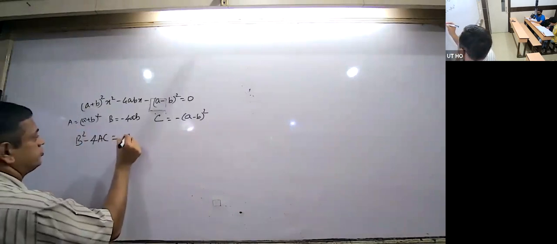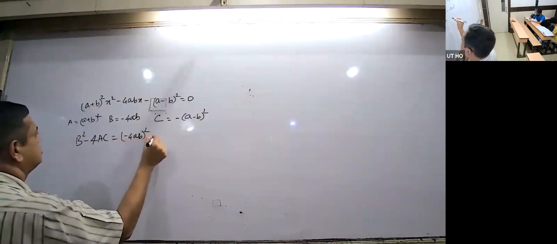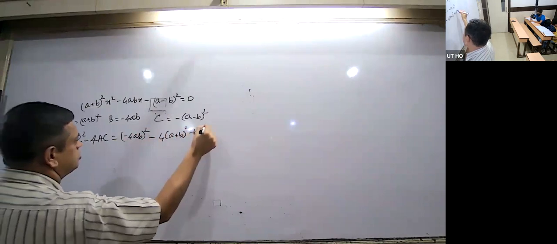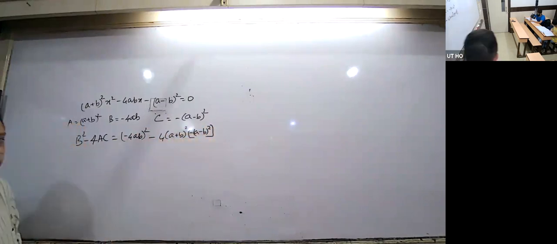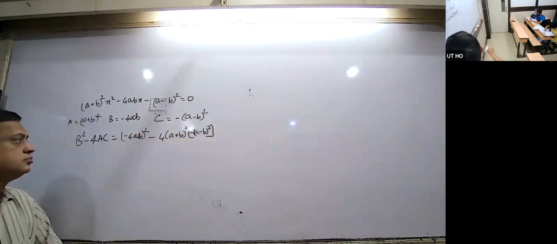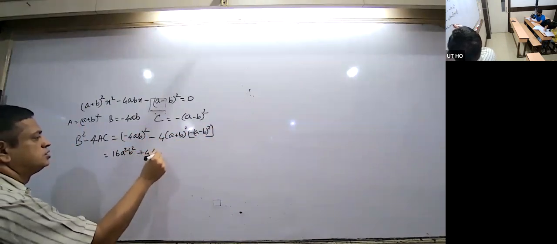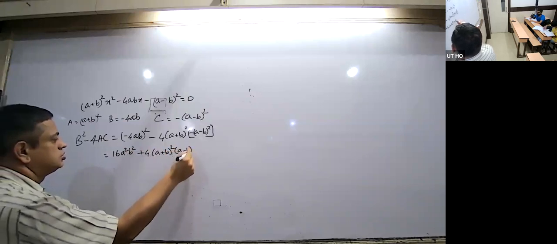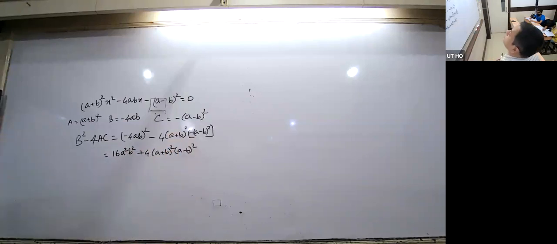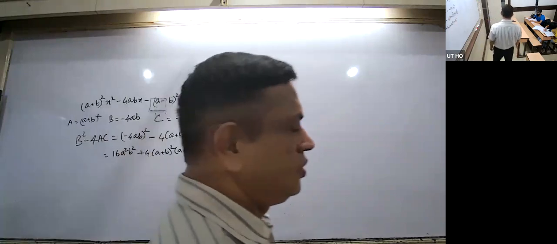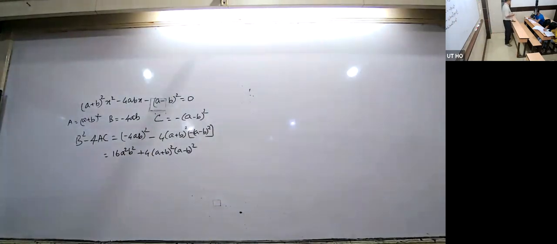A square minus 4 AC, all of you do. 4 AB all square, minus 4 times A plus B all square, minus A minus B whole square. Should I do it or will you do the simplification? Which is this one? It's 16 A square B square plus 4 times A plus B whole square, A minus B whole square. Is that all now? Yes. And then simplify.